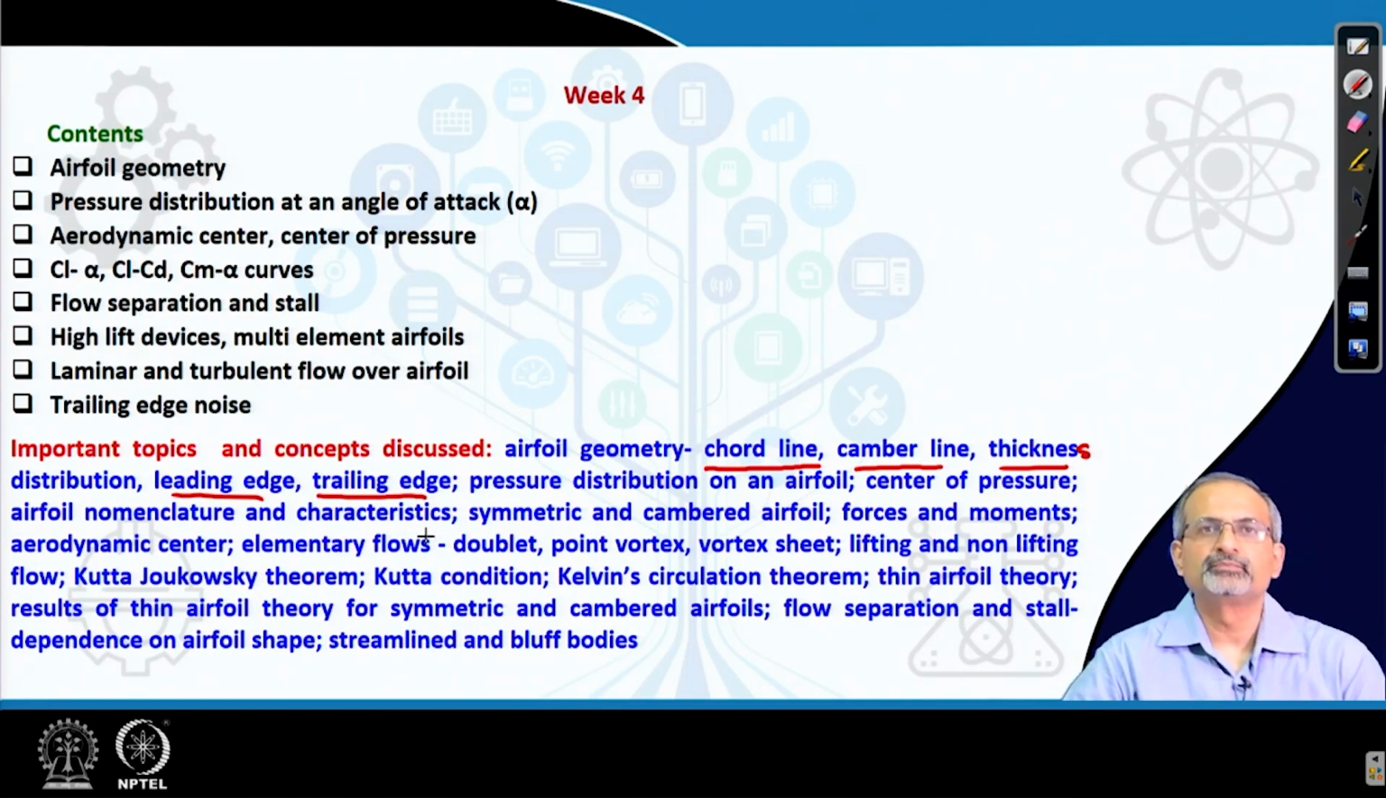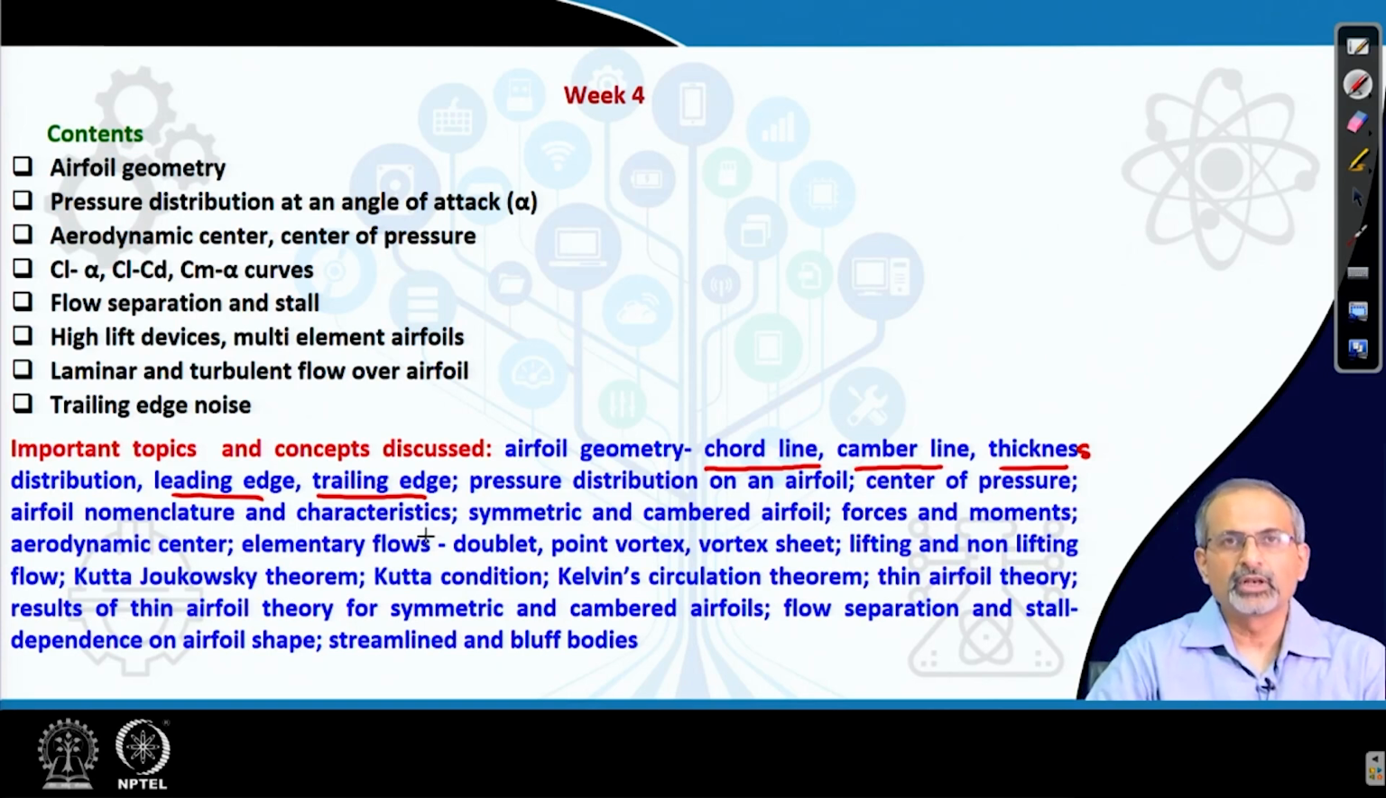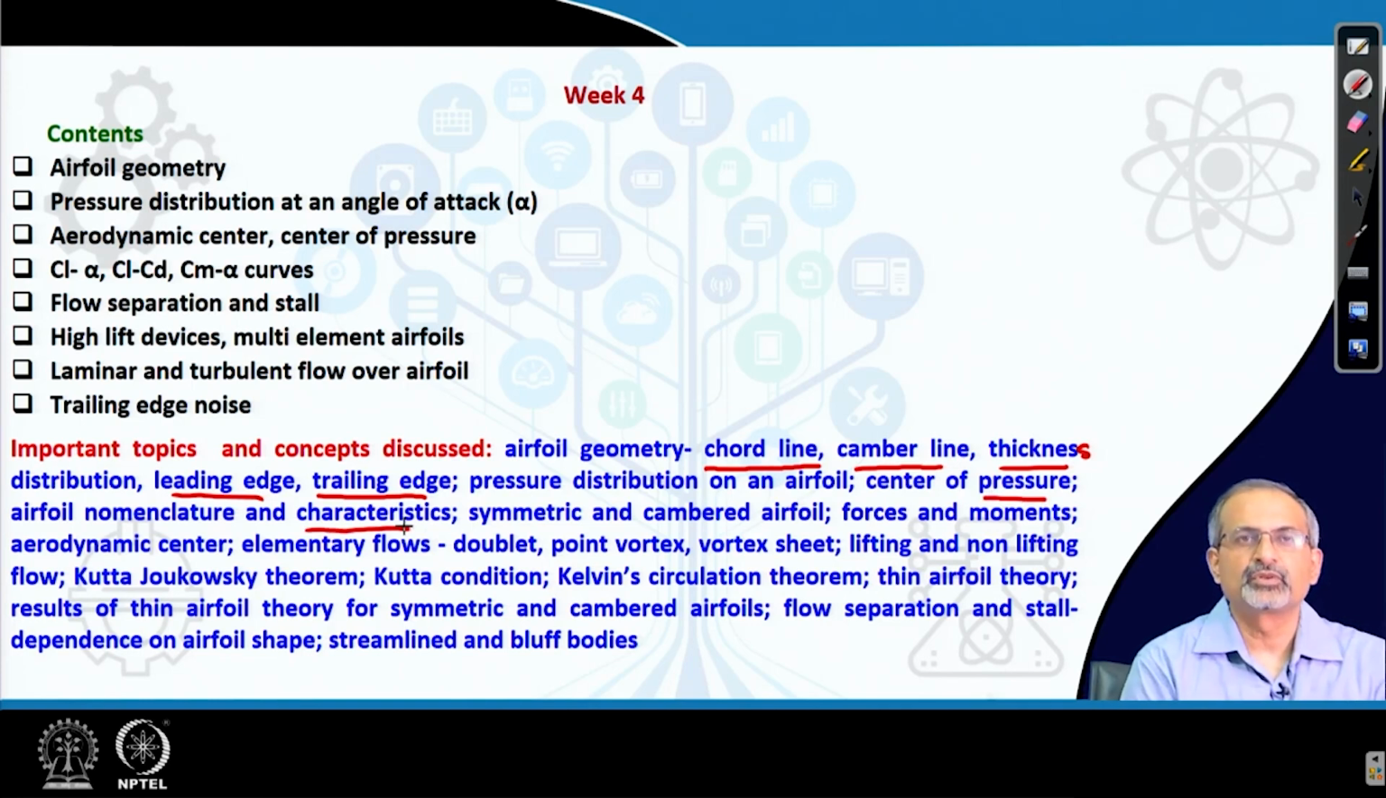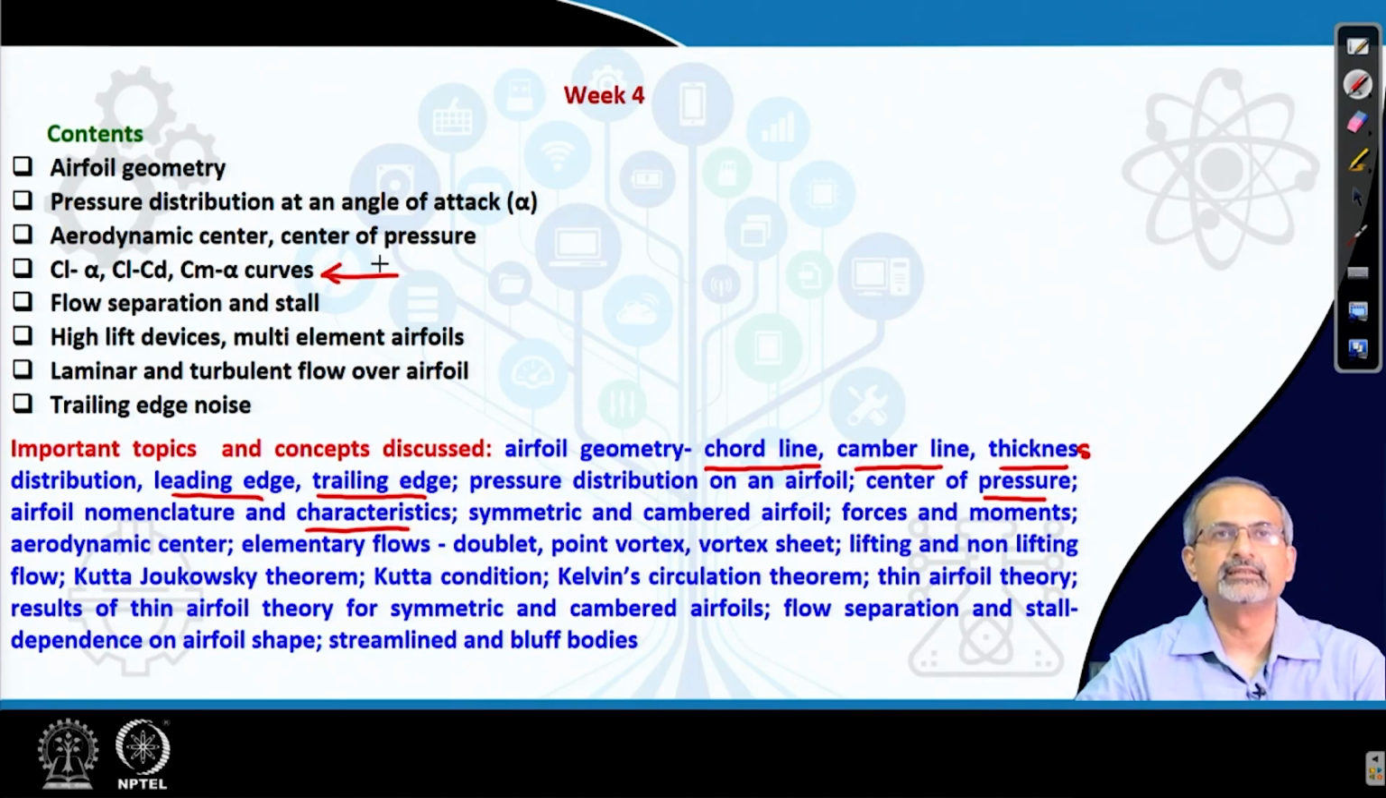We also learnt about different possible geometries which exist in the present world through a lot of airfoil series, not only the NACA series but also many other series which have been developed over the ages. We learnt about pressure distribution on an airfoil as a function of angle of attack. We learnt about the very important concept of center of pressure, and then we looked at airfoil characteristics, which basically come through plots like CL-alpha, CL-CD, CM-alpha, etc.